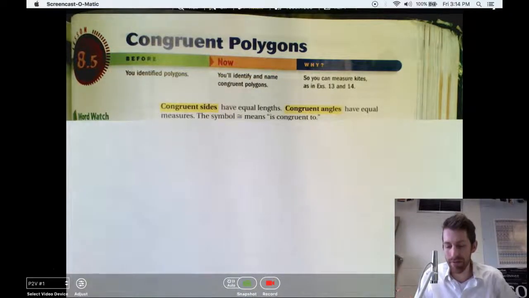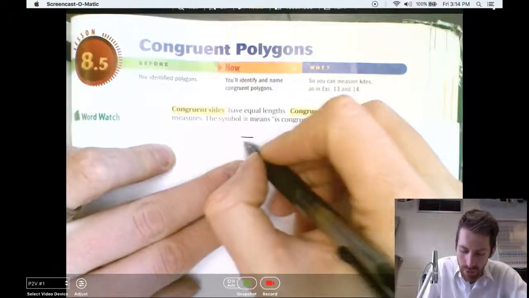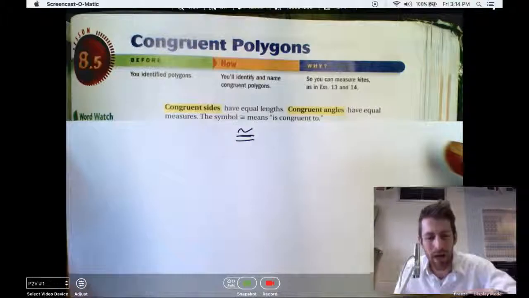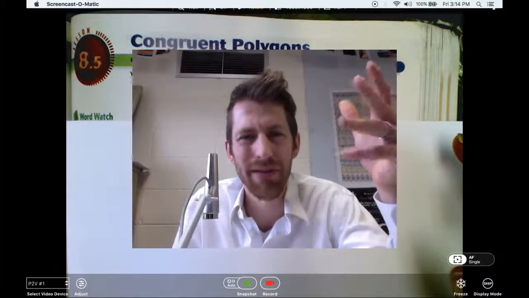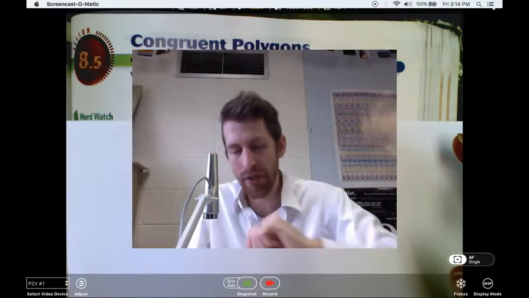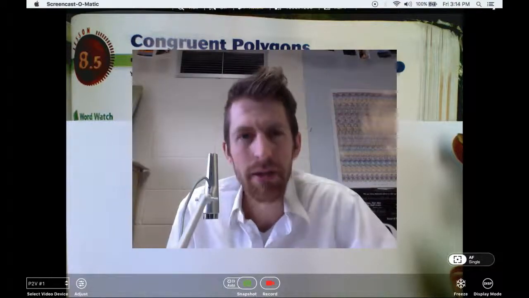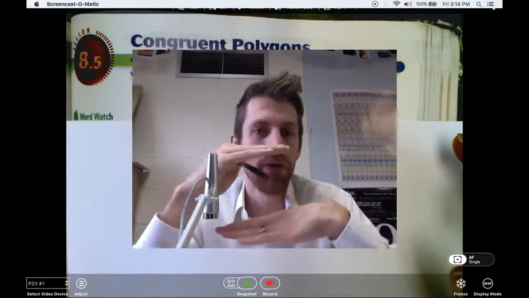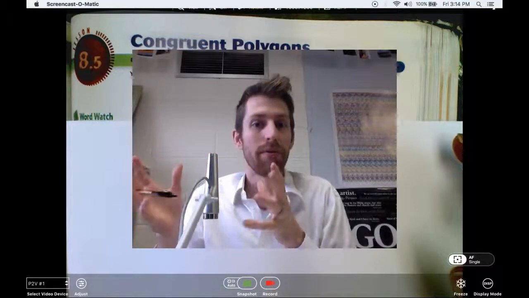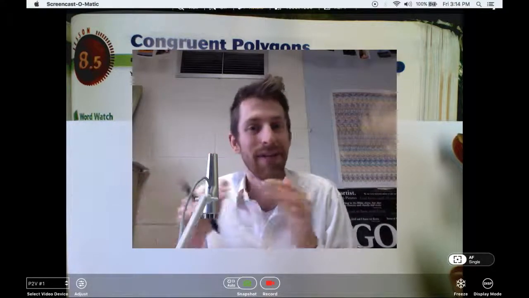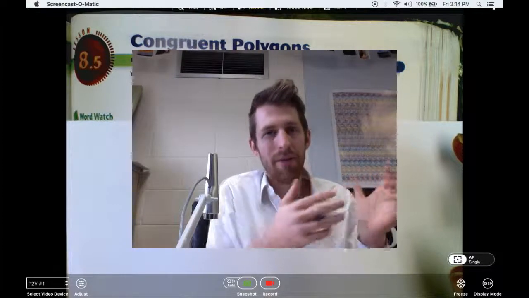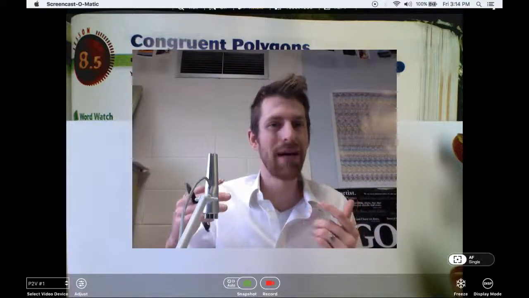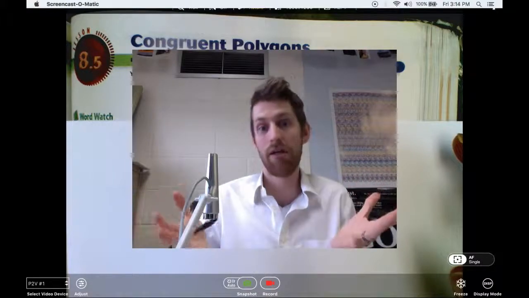Now, we have a different symbol, and you need to pay close attention to this, for congruent. And that's the symbol for congruence. Why did we have this other symbol? Why not just equal? I'll tell you why. The reason is that in math, the symbol equals we use for saying this number or this amount, which we usually use as numbers, is equal to this amount. But if you're talking about shapes, or you're talking about lines, that's not an amount. That's an actual figure, right?